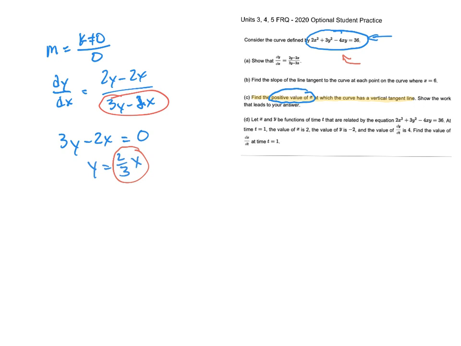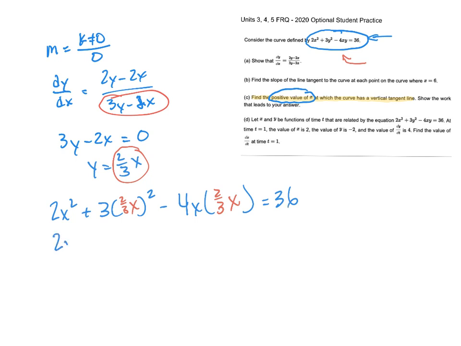So let's see if we can do that. So our equation is 2x squared plus 3y squared. So remember, we're plugging in 2/3 x for y, and we're going to square that thing. Minus 4 times x times 2/3 x. And this is just a lot of algebra, unfortunately. I know how much everybody loves algebra, though. Okay, let's solve for x and get this thing done here. 2x squared. This is going to be 4/9 x squared times 3. That'd be 4/3 x squared.